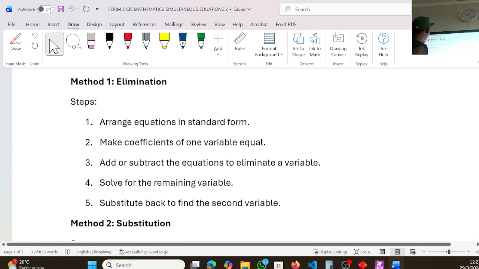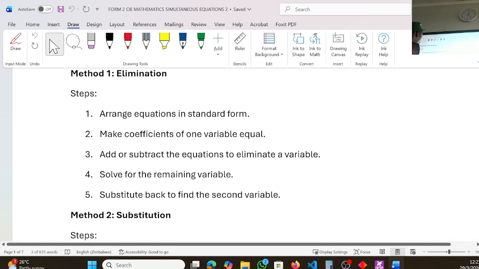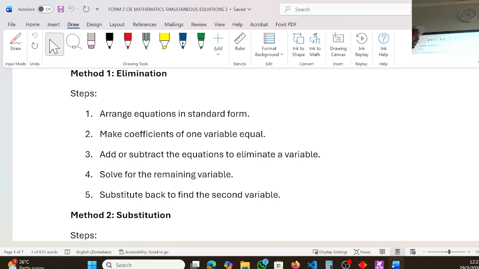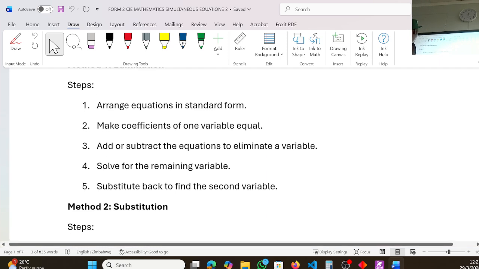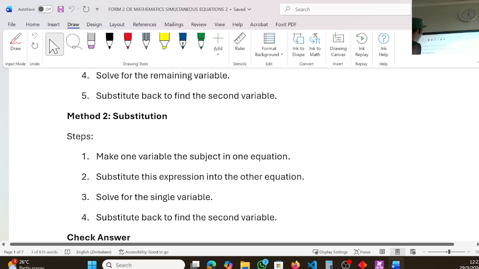So when we are solving linear equations, say we are using elimination, we arrange equations in standard form. When we say so, in other words, we are saying a certain variable x will be equal to, or y equal to. That's elimination. So the one that you make the subject is the one you eliminate. Then you make coefficients of one variable equal, add or subtract equations to eliminate a variable. We solve the remaining and substitute back to find the second variable.